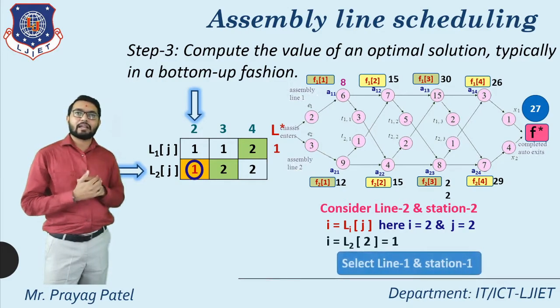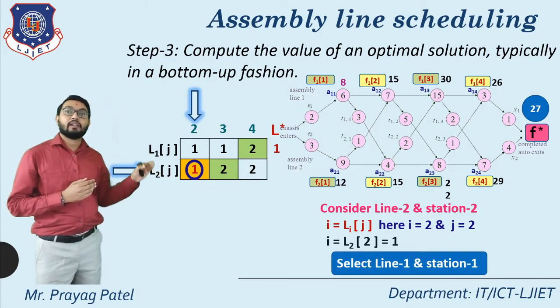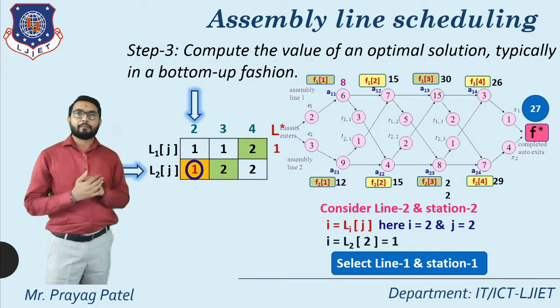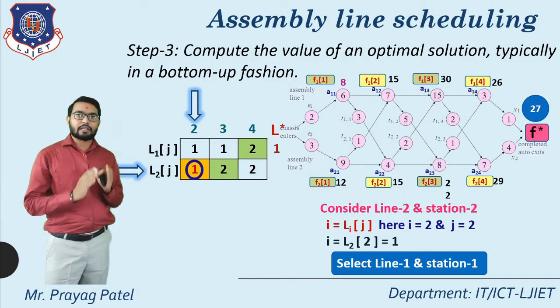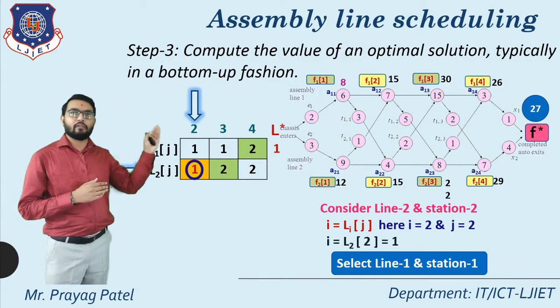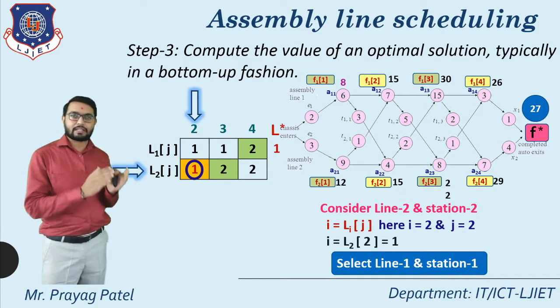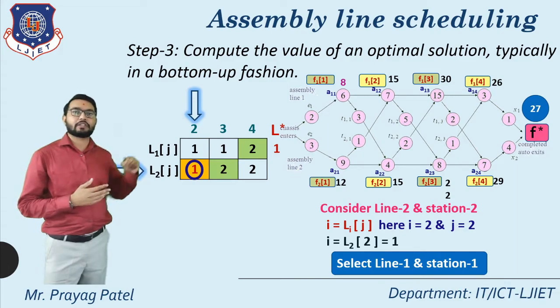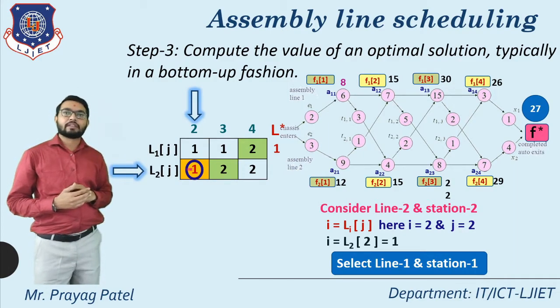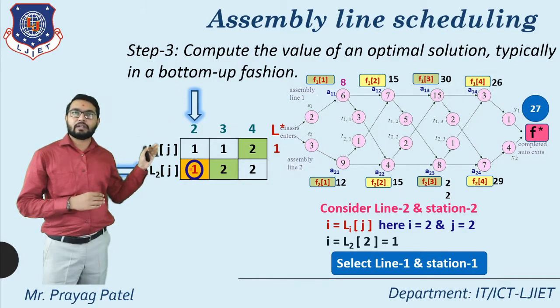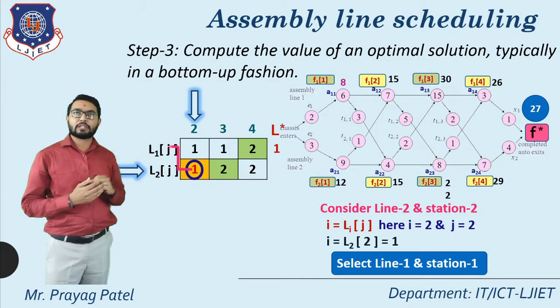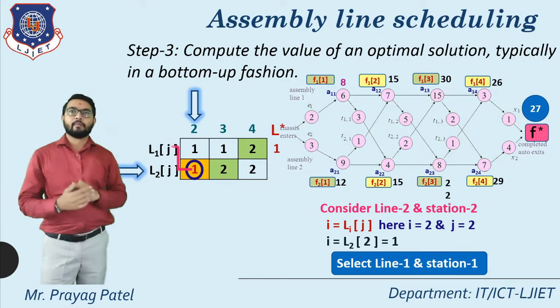Now which line is selected, and which station is selected? The value of L22 equal to 1 means line number 1 is selected. Now which station is selected? For this we consider the previous station. Now we are at location 2, which means station number 2. So selecting the previous station means station number 1, so we select line 1 and station 1. See in this figure, line number 1 station number 1 means a movement from line number 2 to line number 1, at station 2 to station 1.